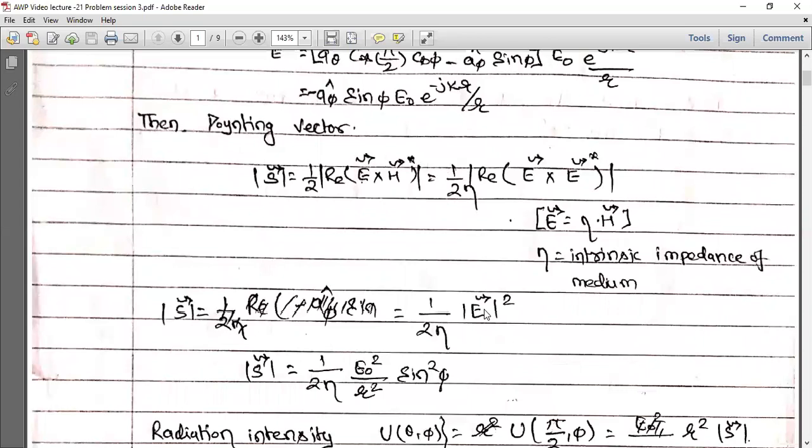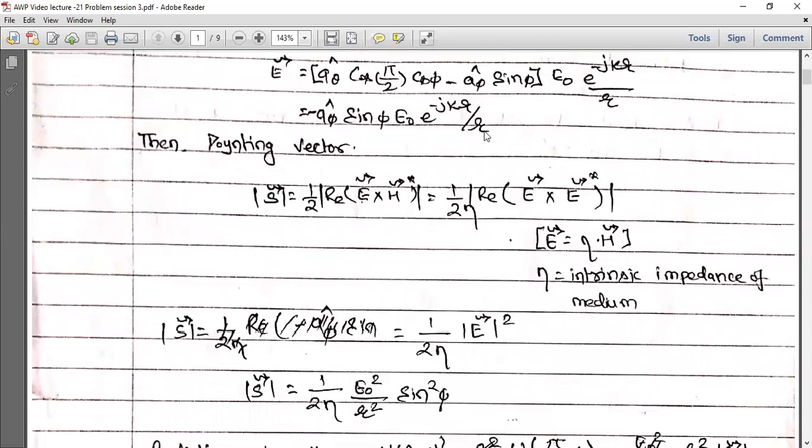So mod of E means magnitude of electric field intensity. You can find this very well from this particular expression, since we have to find the beamwidth in the theta equals pi by 2 plane. That's why we will use this expression. And you can see that mod of E squared is equivalent to sine square phi E0 square upon R square, and E0 and R are all constant. They are real, so they all come in the magnitude itself.